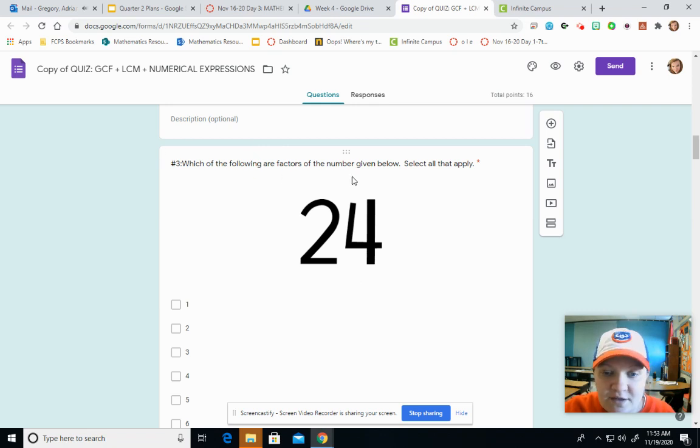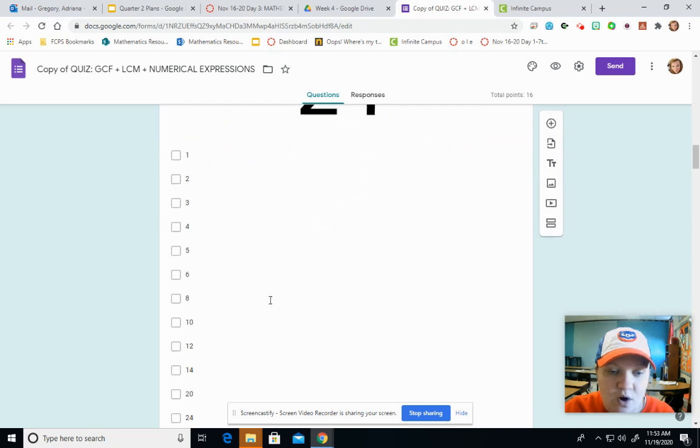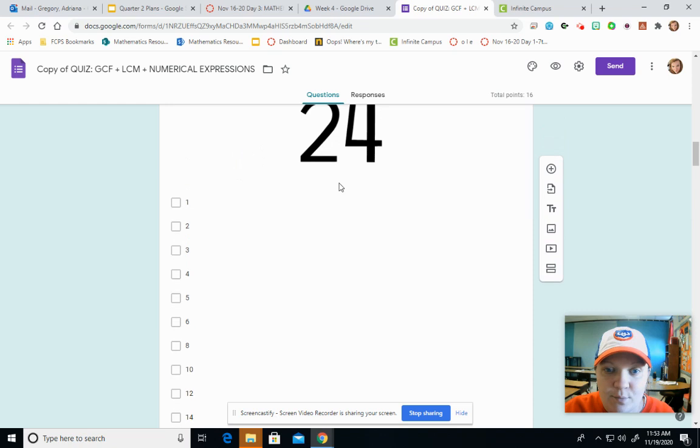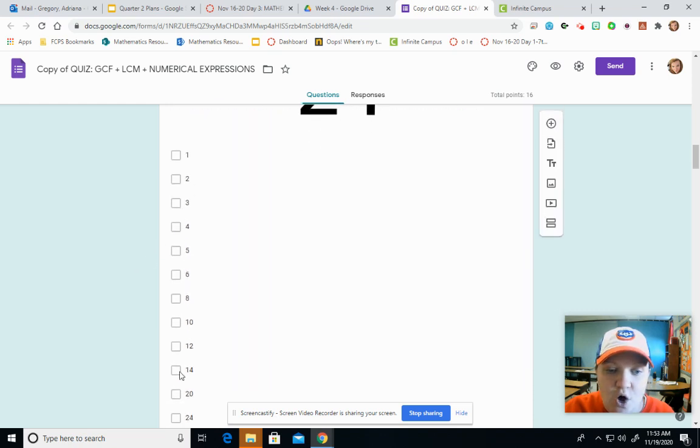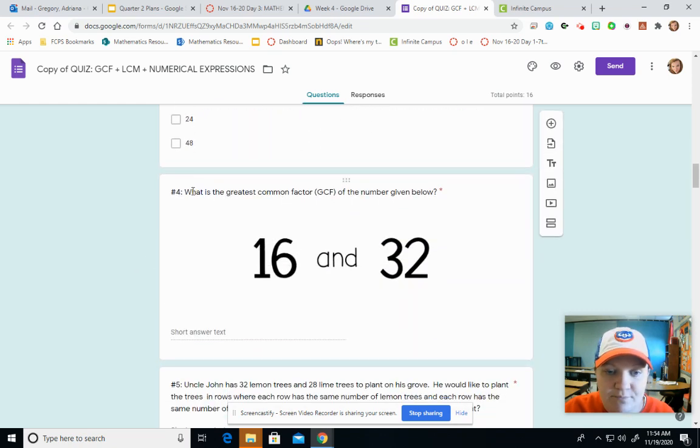Which of the following are factors for 24? So I need to find all the pairs of numbers that make 24, like 1 and 24, 2 and blank, 3 and blank. Whatever makes 24, I need to choose all of the correct things that make 24.